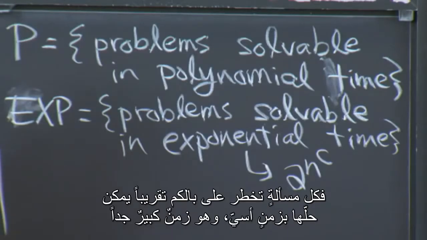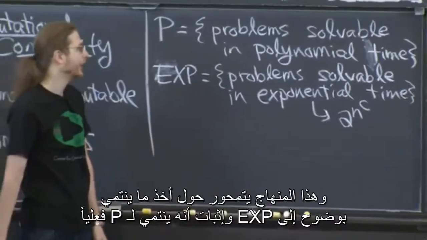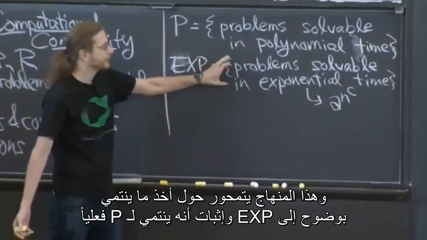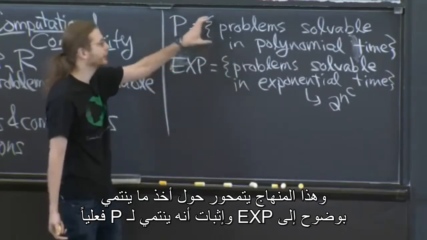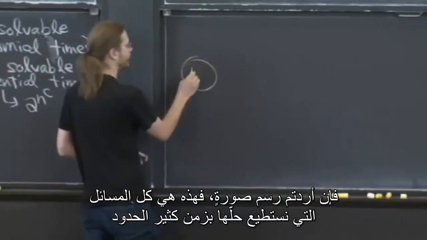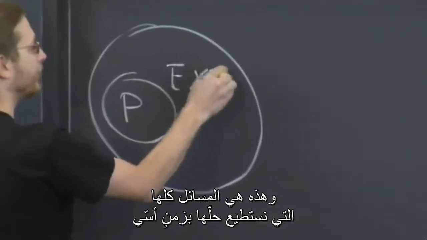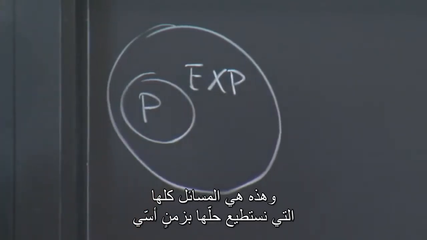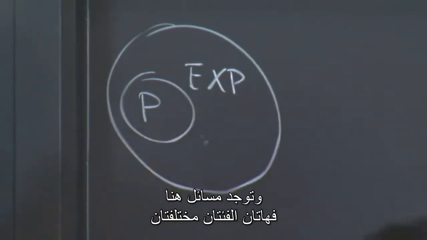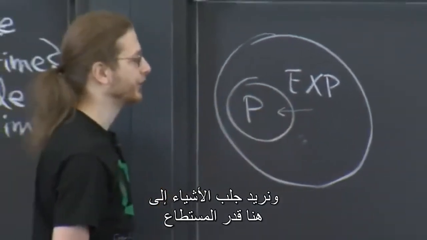Now, basically, almost every problem you can dream of, you can solve in EXP. I mean, exponential time is so much time. And this class has all been about taking things that are obviously in EXP and showing that they're actually in P. So if you want to draw a picture, you can say, OK, here's all the problems we can solve in polynomial time. Here's all the problems we can solve in exponential time. And there are problems out here. These are different classes. And we want to sort of bring things into here as much as possible.